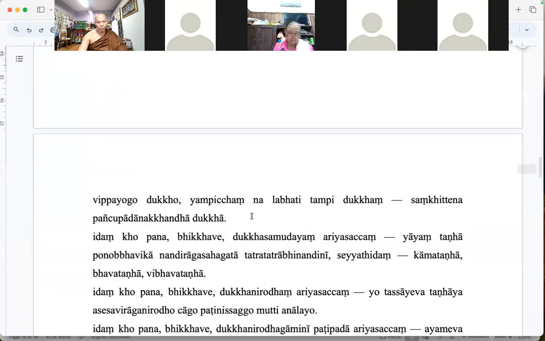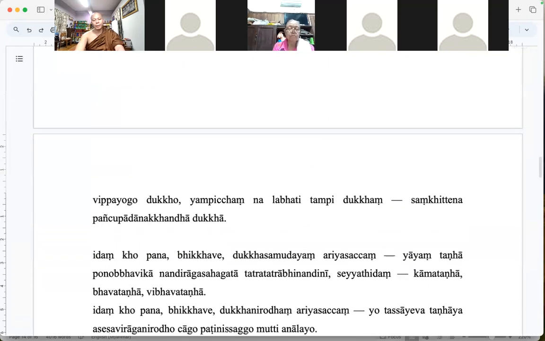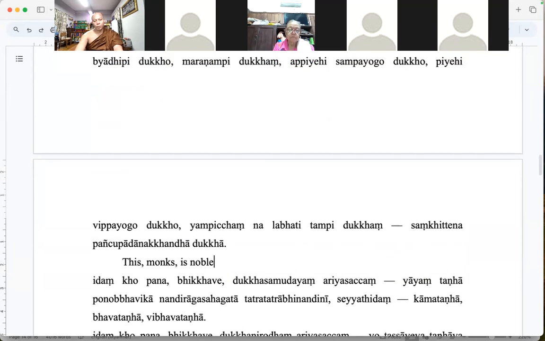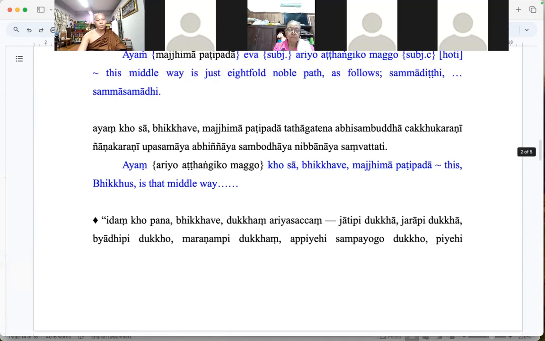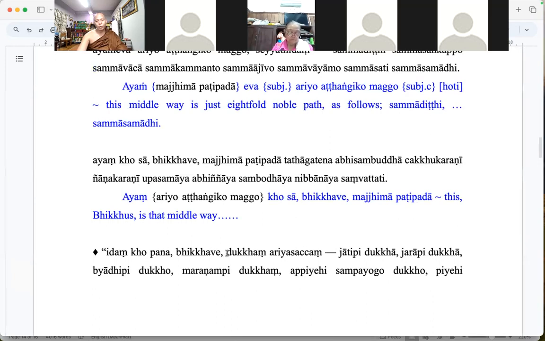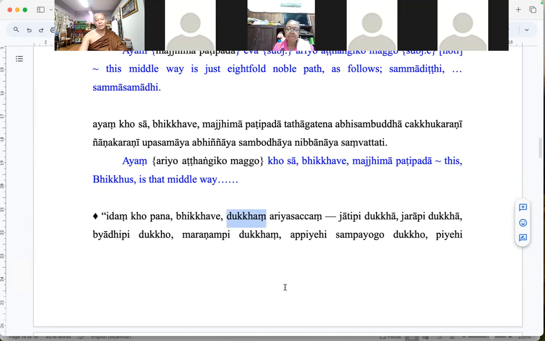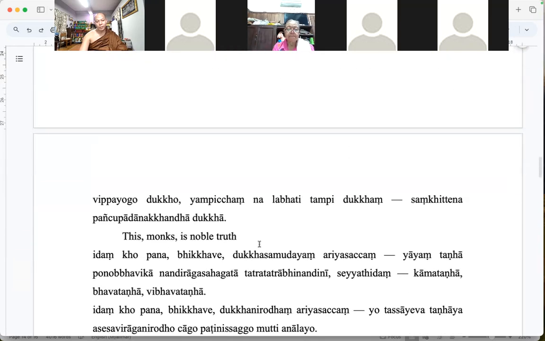Okay, so now firstly we will translate. Idaṃ means this, and ariyasaccaṃ means noble truth. Dukkhaṃ ariyasaccaṃ: dukkha is modifying ariyasacca, so painful noble truth. That way is also easy to understand, but this is a technical term. Most scholars translate it as noble truth of suffering. So this is suffering, which is a noble truth, or this is the noble truth of suffering.